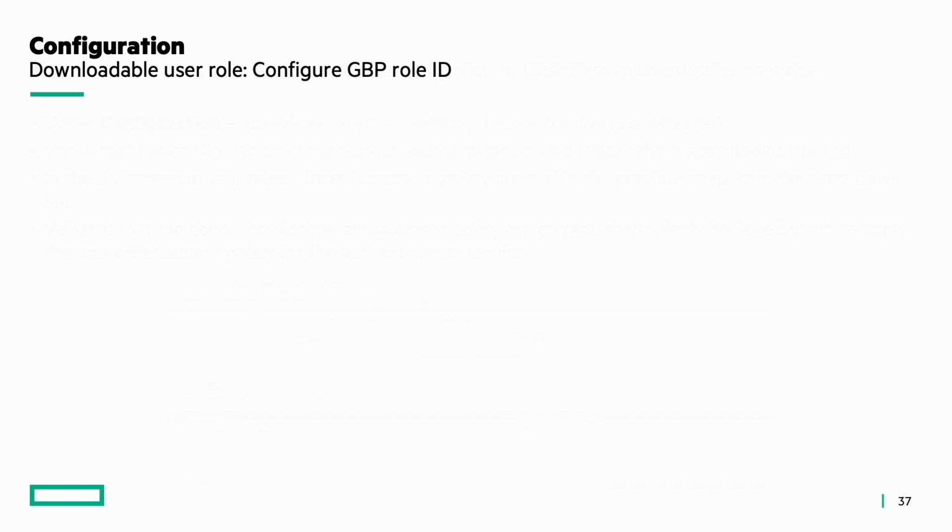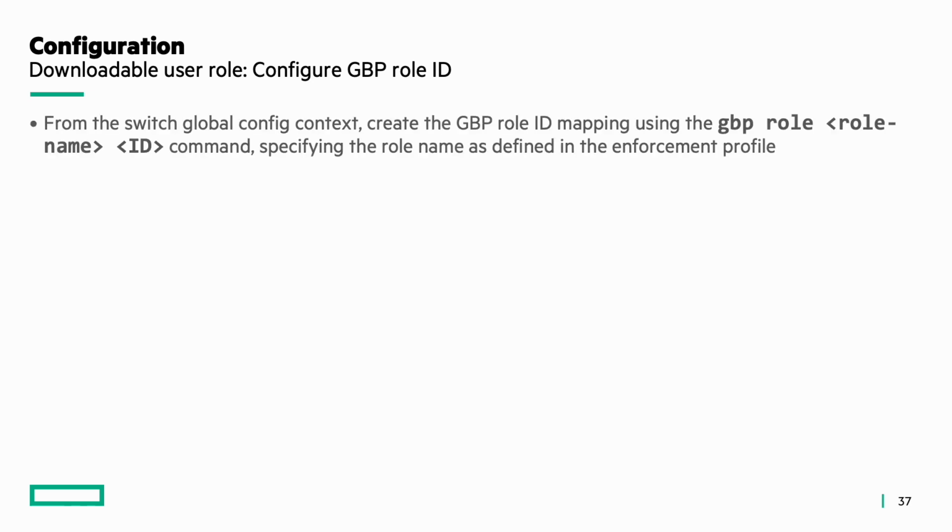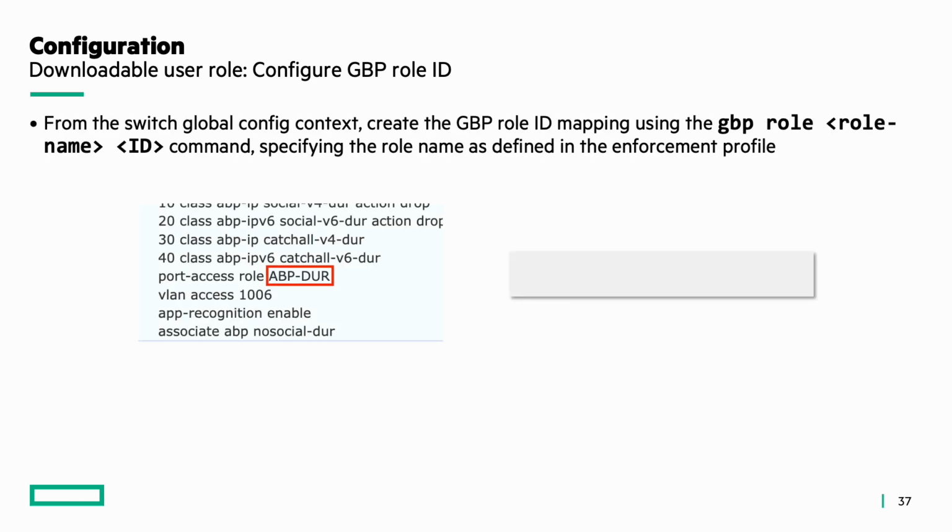For the last step in the downloadable user role specific configuration, we return to the switch to create the role ID mapping. From the global config context, assign a role ID using the GBP role command and the role name as defined in the ClearPass enforcement profile.